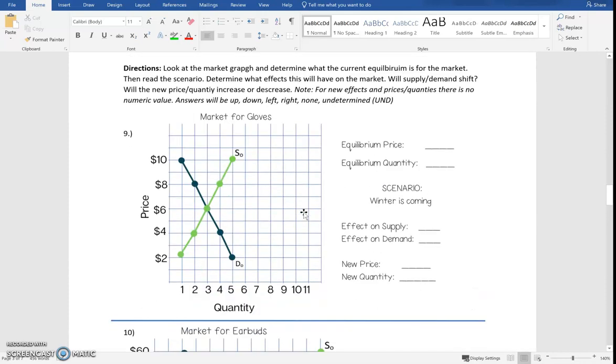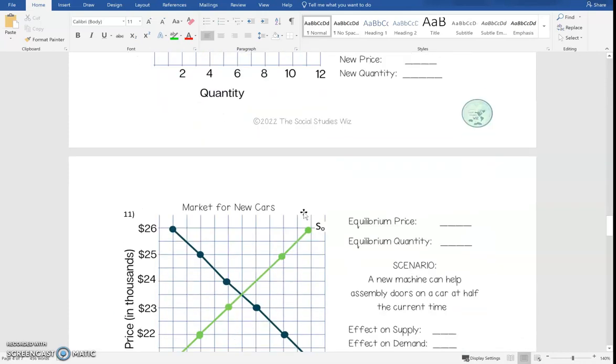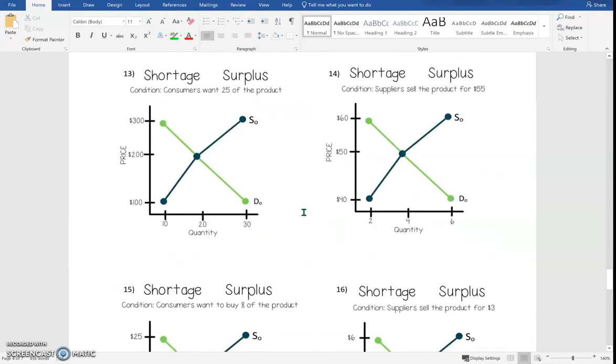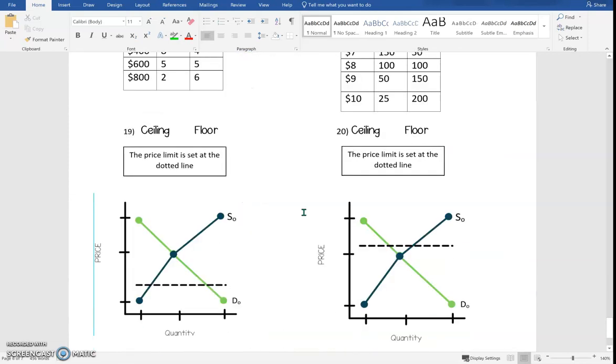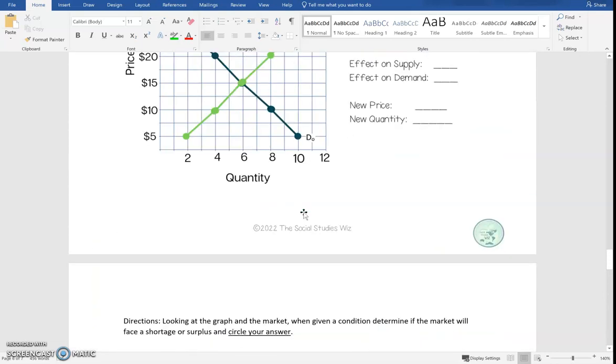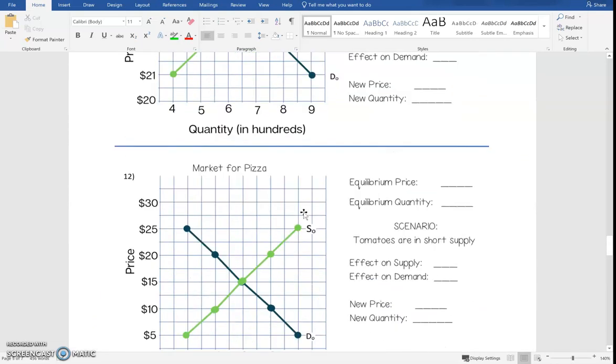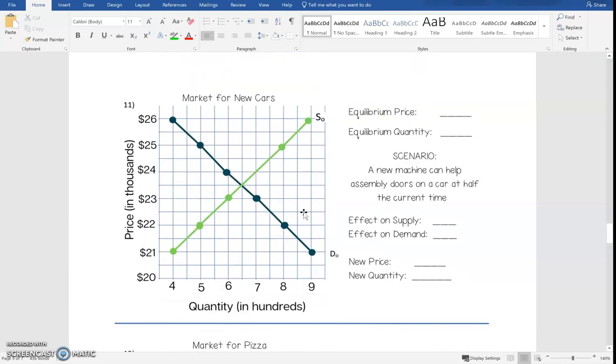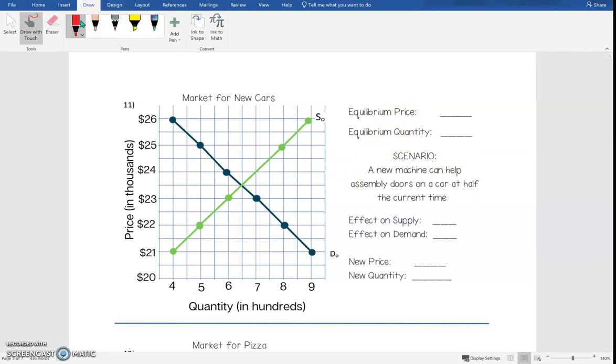Okay? This is the new part that we haven't talked about yet. So we're going to look at these shifts, and then we're going to look at shortages and surplus and ceilings and floors. Okay? So I'm going to do the market for cars. Right now, starting off the bat, my equilibrium price, right? Remember that equilibrium is where the supply curve and the demand curve meet. Well, if I look here, those two points intersect right here.